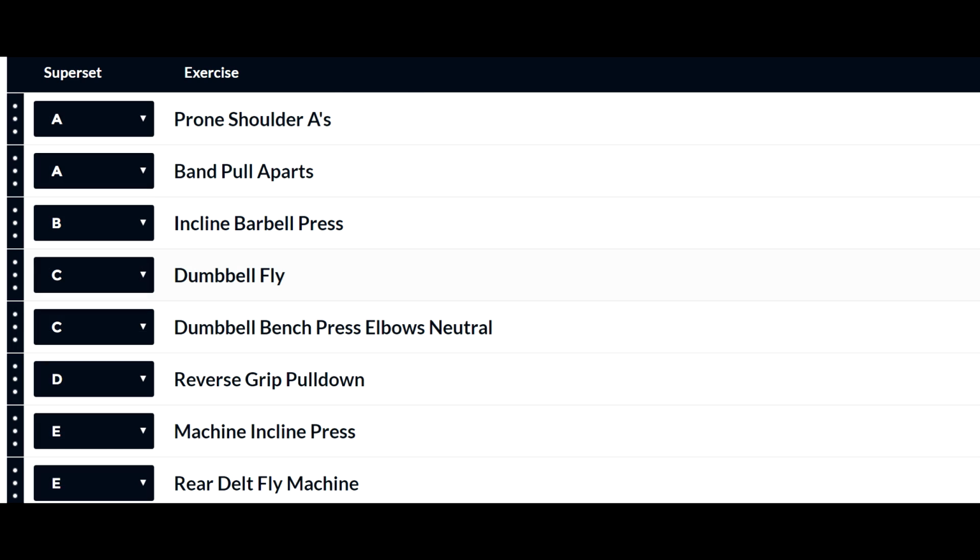So dumbbell fly right to a dumbbell bench press with the elbows neutral. This puts a lot of stress on the muscle and exhausts it. We aren't going for big lifts. We're trying to do a lot of work.